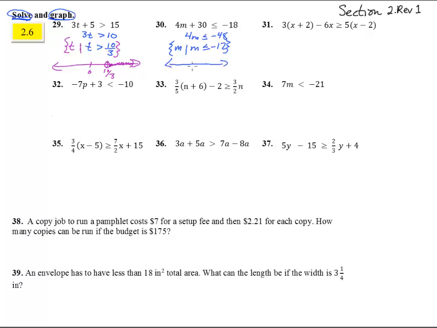And the graph looks like this. Here's 0. There's negative 12. All these guys are part of our answer. And we go up and 12 is. So we make a circle and color it in. So we have that as the graph right there.